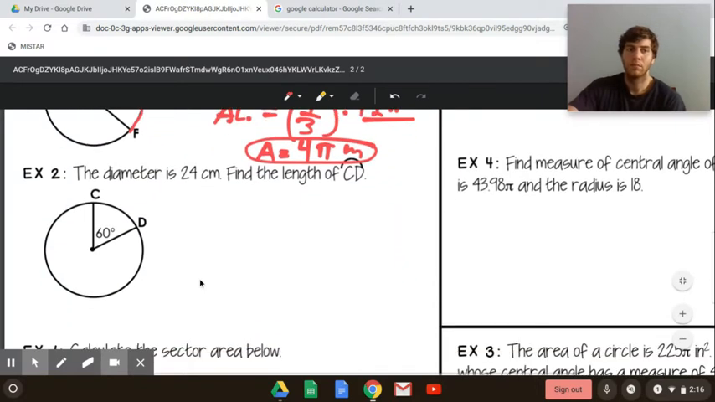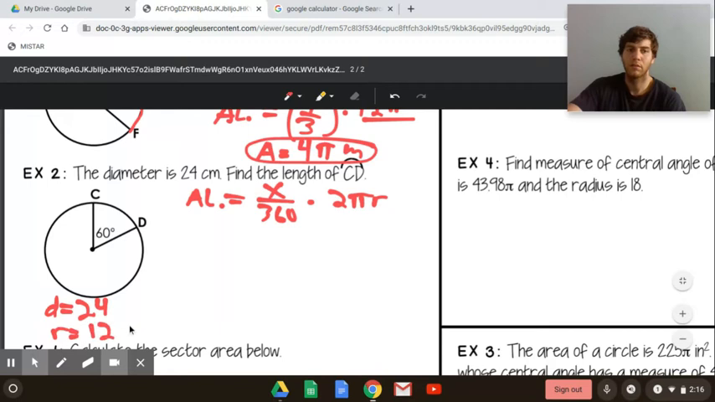Number 2 is very similar. Again, for arc length our formula is x over 360 times 2 pi r, the portion of the circle times its circumference. We have a diameter of 24, which means our radius is half of that, so our radius is 12 centimeters. And then we can just use our formula.